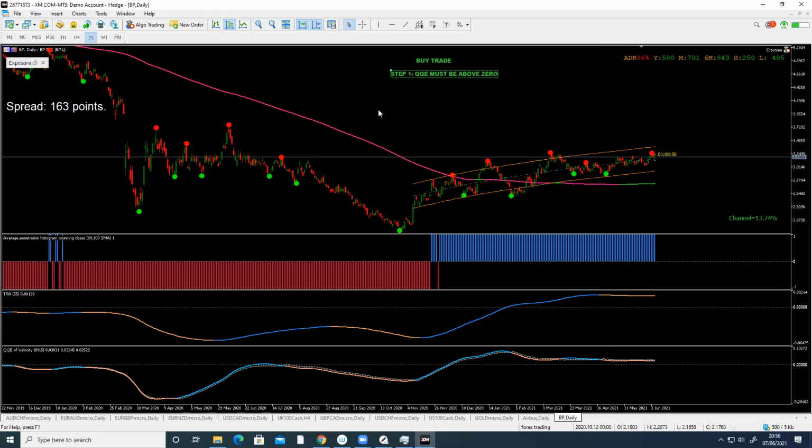Don't understand? Say it again. Okay, so what we're looking for is buy, but you see the line? That's a zero mark there. See there? That's a zero. The yellow line going across there. This indicator here must be above it for you to look for buy.